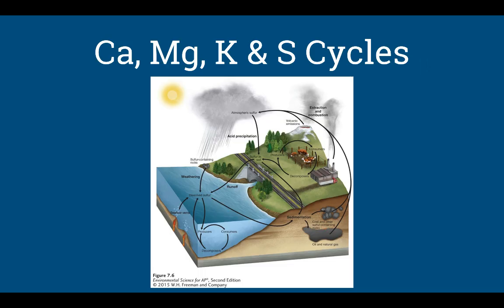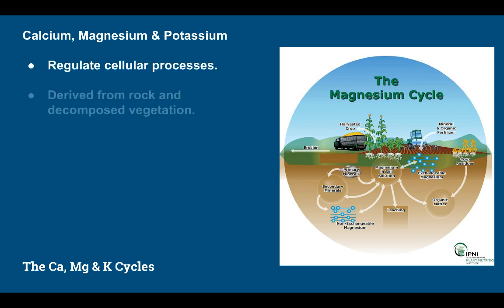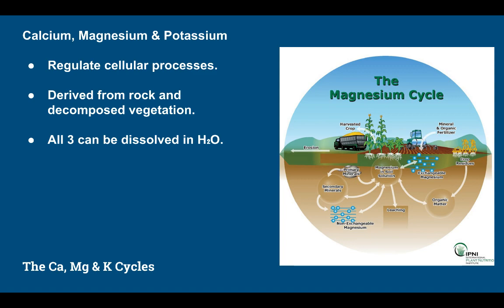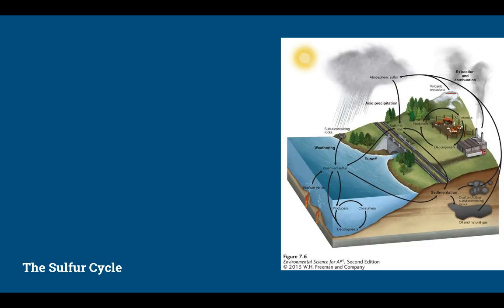Our last few cycles are calcium, magnesium, potassium, and sulfur. Important, just the same, but we're going to go over them really quick. Most of these, the top three: calcium, magnesium, potassium, will regulate our cell processes, and we get them mostly from rock or decomposed vegetation. And they will mostly be dissolved in water, but most of them stay within the soil. The one thing to point out, though, is potassium has a very difficult time staying attached to soil due to its weak attraction. So usually after solid rains, we'll see a lot of leaching of potassium from a field.